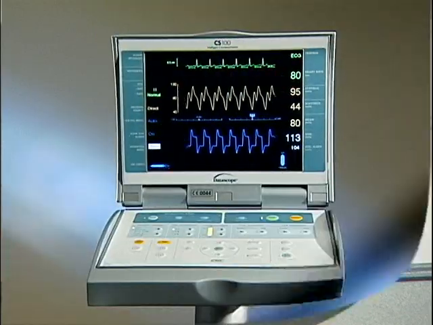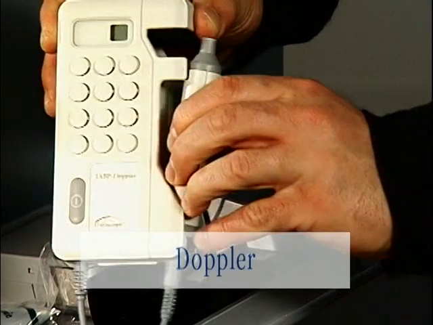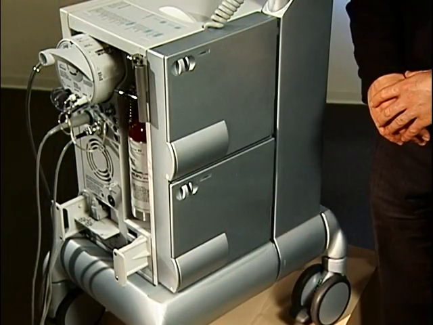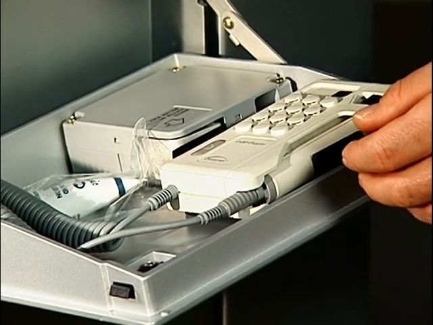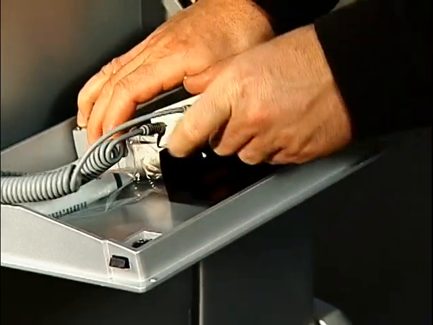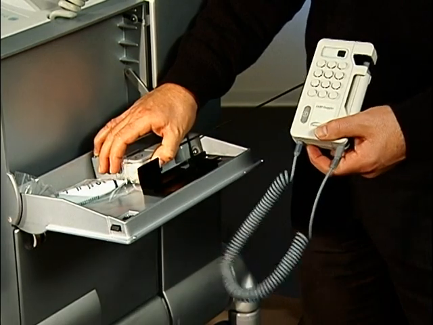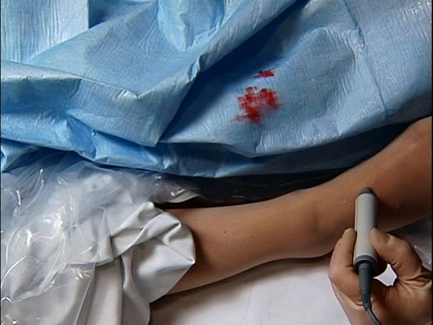The CS100 is equipped with a Doppler sensor. The CS100's Doppler uses ultrasound techniques to detect vascular blood flow. To use the Doppler, first open the top storage bin here. The Doppler is located inside the door panel. Remove the Doppler from the storage bin, pressing the button on the tether to reel out or retract the Doppler as needed. Next, place a liberal amount of coupling gel on the transducer's surface or on the patient's skin. Turn the Doppler unit on and position the probe over the artery to be examined.